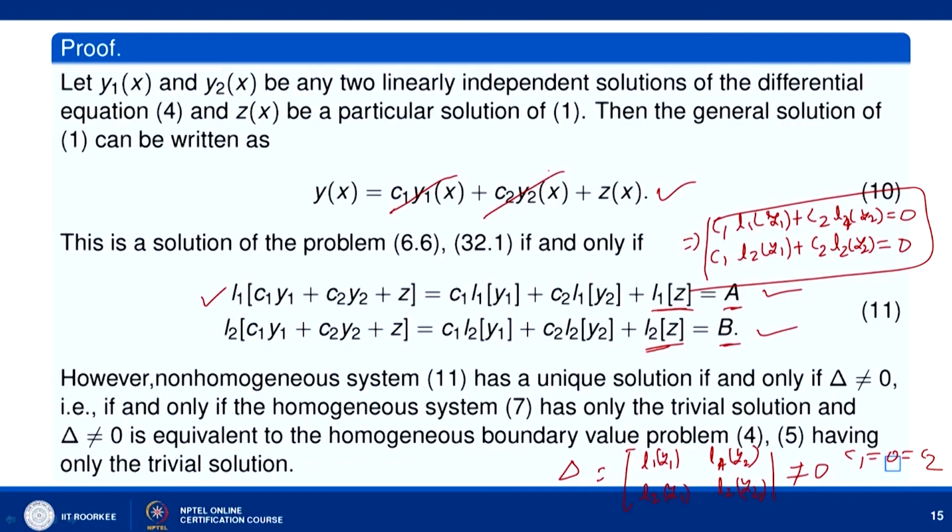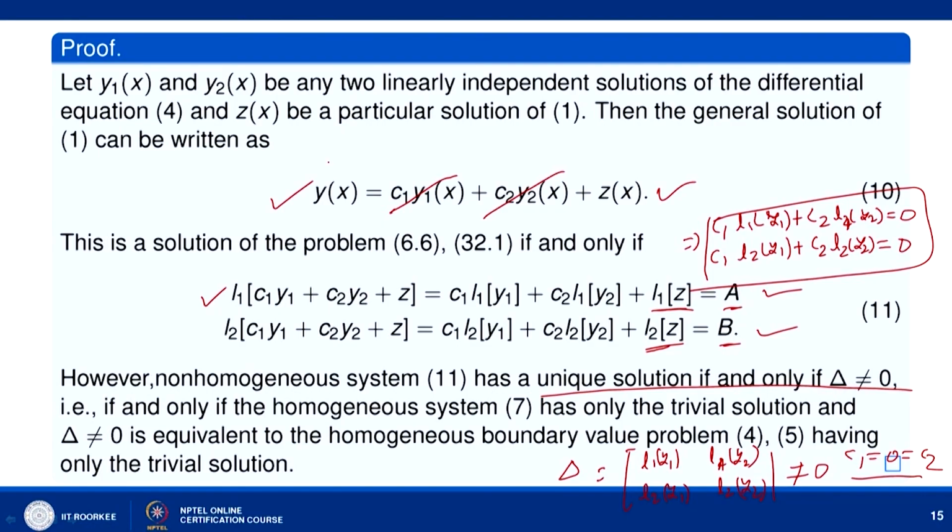So we say that the non-homogeneous system 11 has a unique solution if and only if delta is non-zero, because if delta is non-zero then C1 = C2 = 0 and we have only the solution given as y(x) = z(x).